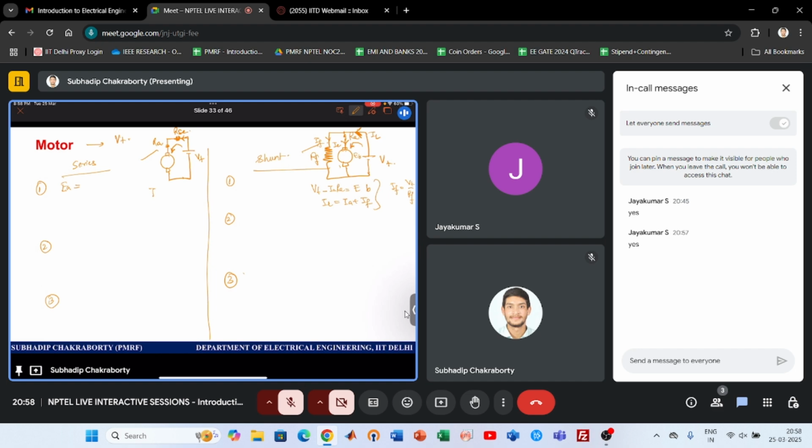And for series, what you can write is IA is nothing but the line current, both are same, and your field current is also nothing but IA, equal to IF, line current, right? And your EB is nothing but Vt minus IA times RA plus R series, right? The equations are like this. Understood?